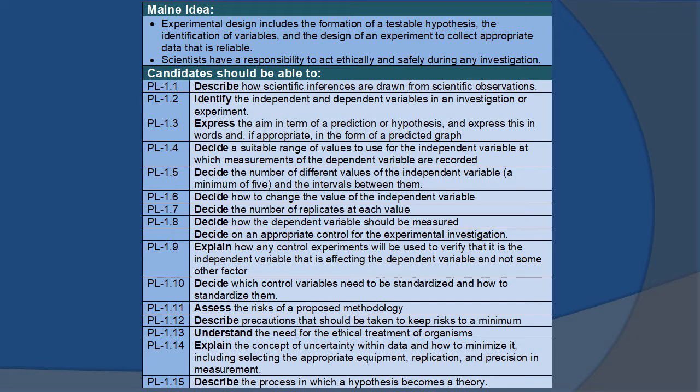As always, it's really a good idea to understand what we're about to learn. And here are the main ideas. Experimental design includes the formation of a testable hypothesis, the identification of variables, and the design of an experiment to collect the appropriate data that is reliable. Scientists have a responsibility to act ethically and safely during any investigation. And of course, there is a series of specific targeted learning goals that go through each step that we're going to walk through during the notes.